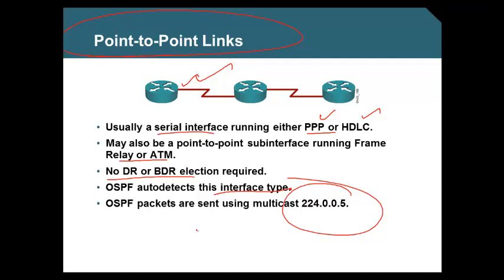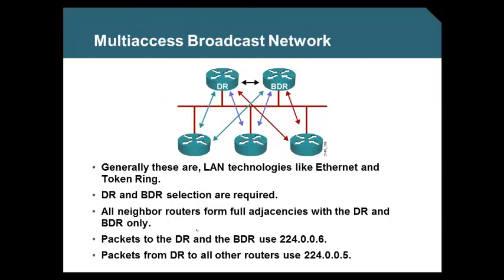The next type is multi-access or broadcast, which I also showed you and explained to you. When you are connecting through a switch using an Ethernet wire, there is going to be a DR and BDR. All the neighbors will have full adjacency only with DR and BDR. In order to send the packet to the DRs, 224.0.0.6 is used. To send the packets to others from DR, 224.0.0.5 is used.